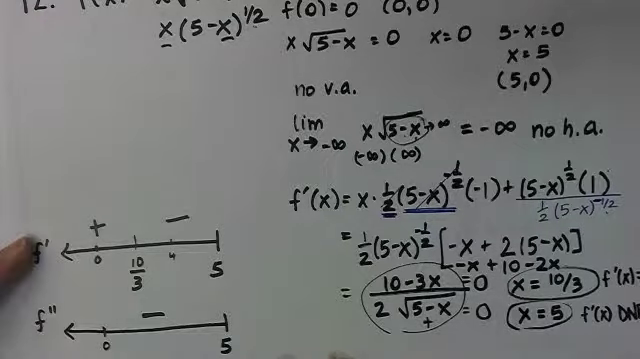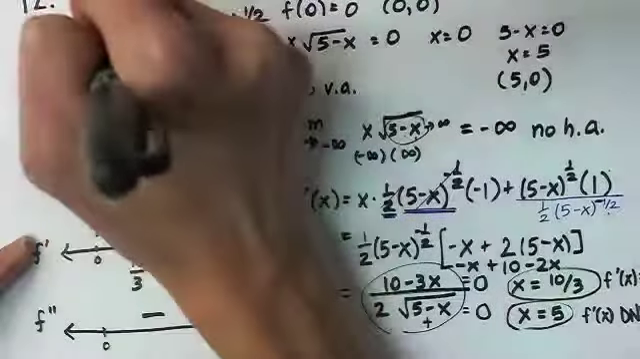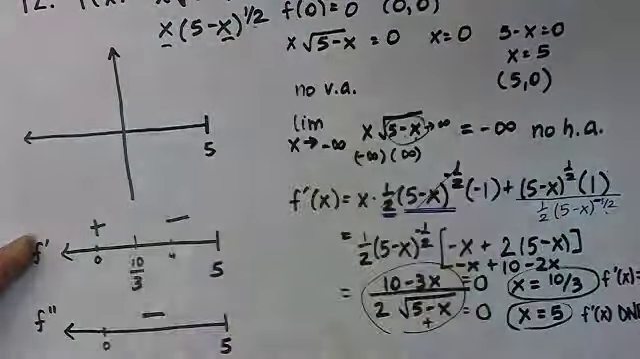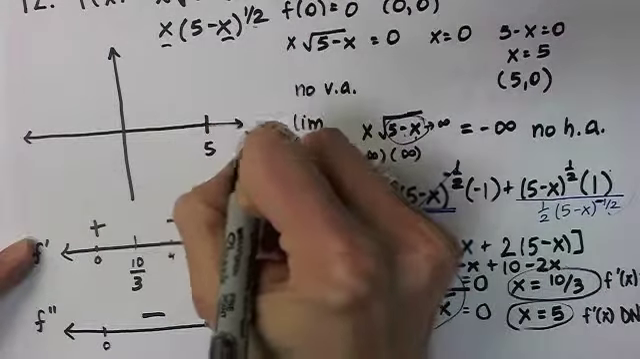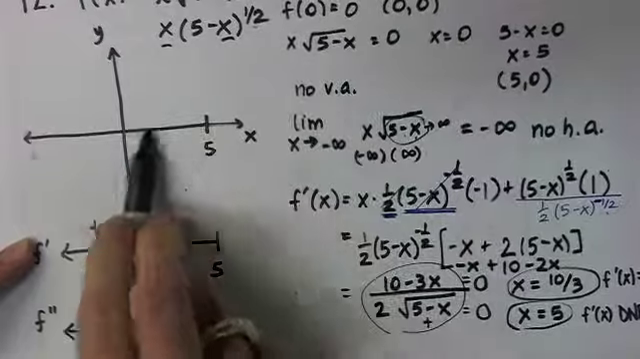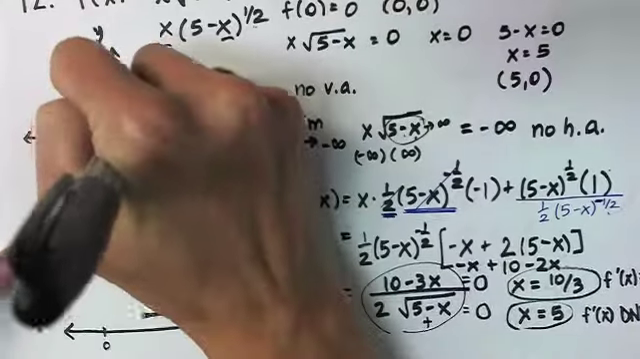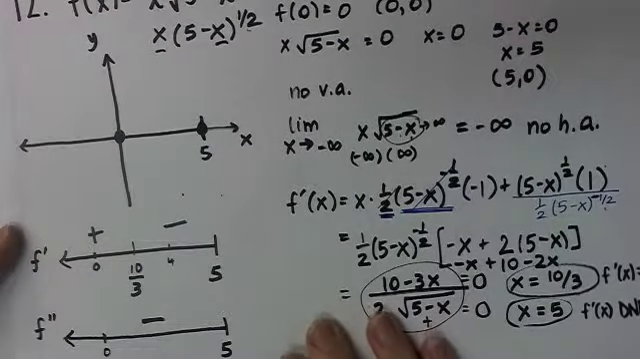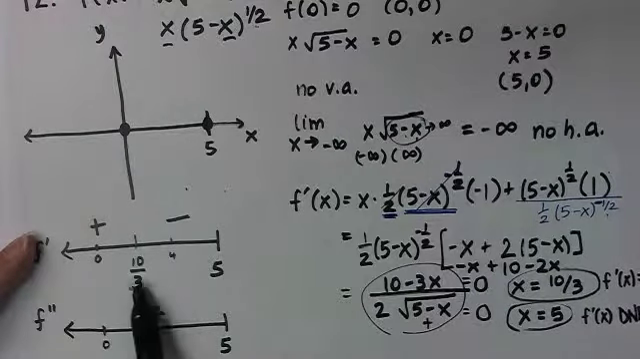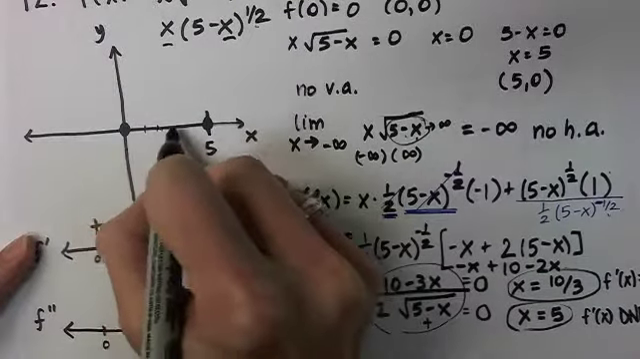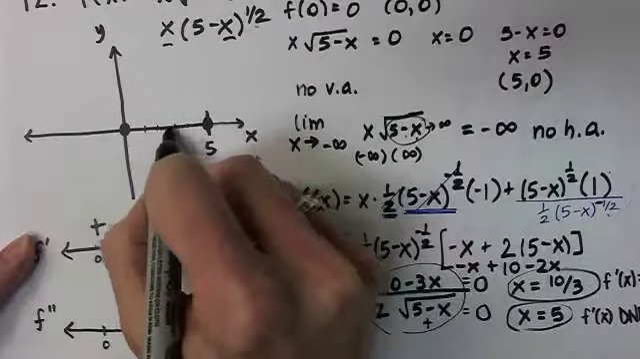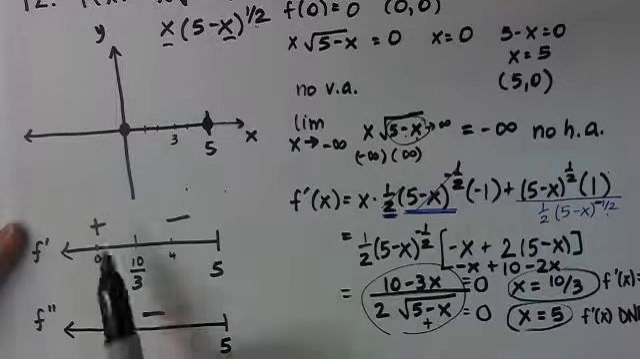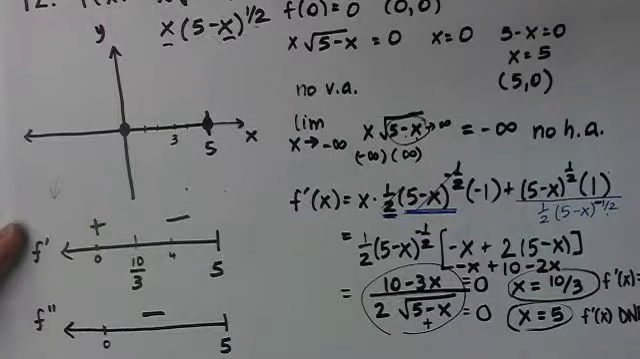All right, so then the sketch of our graph. It stops at 5 because of the domain, we're only going to have a graph for numbers less than or equal to 5. We know we go through the origin. We know we have another x-intercept at (5, 0). And then let's see, 10/3 is about 3 1/3, so somewhere in this vicinity here. And we know we're headed to negative infinity as x goes to negative infinity.